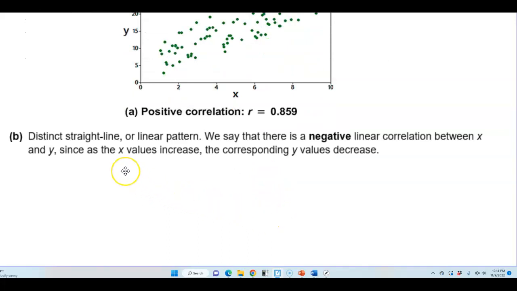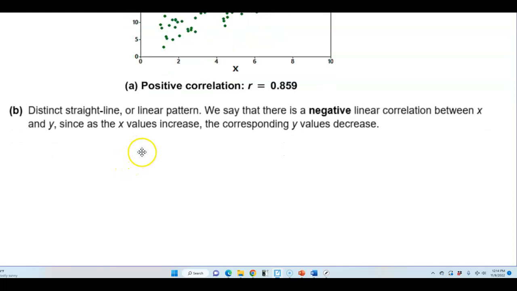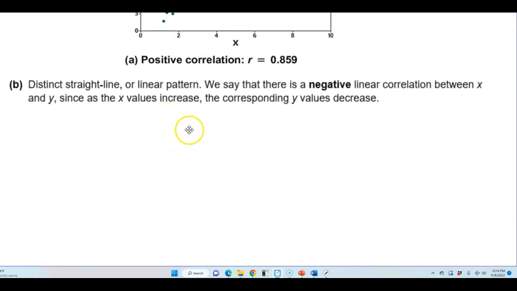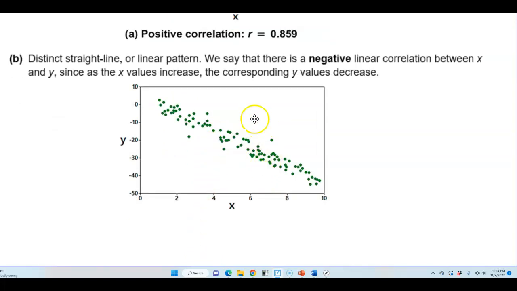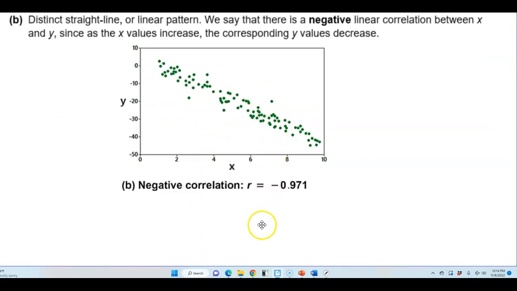Okay, and then we have a distinct straight line or linear pattern where we say that there is a negative linear correlation between x and y, since as the x values increase, the corresponding y values decrease. So therefore, here is a picture of a negative linear correlation, and you can see here that R is equal to negative 0.971.